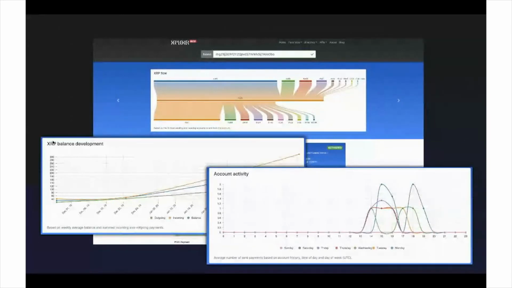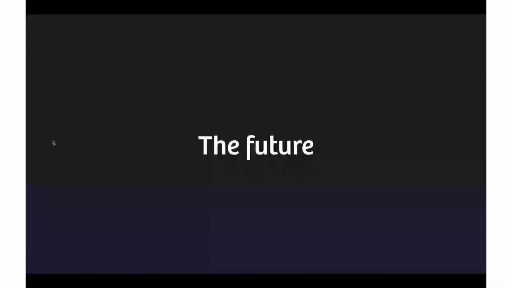But also stuff like the balance development of the account over time and the account activity by week, day, and time of day. So you can see if it's only active in business hours, and maybe even start looking at the geography of the account based on this. It is all in UTC time zone. So you could see if it's active in the evenings UTC, then it's probably not a European or something like that.